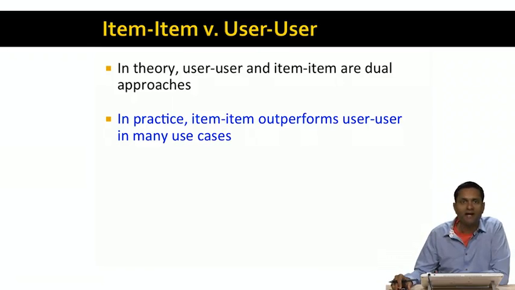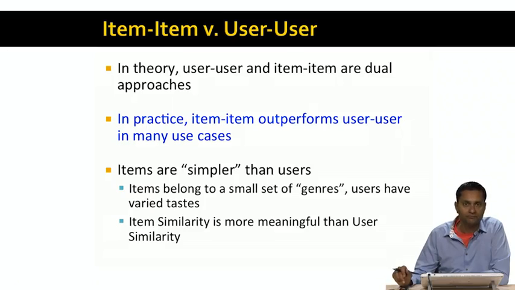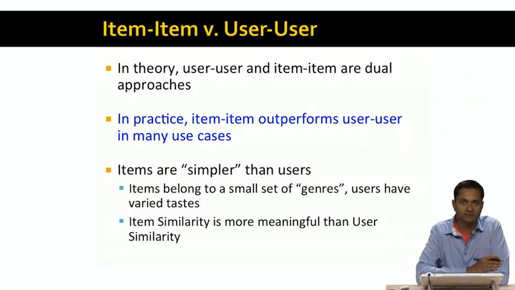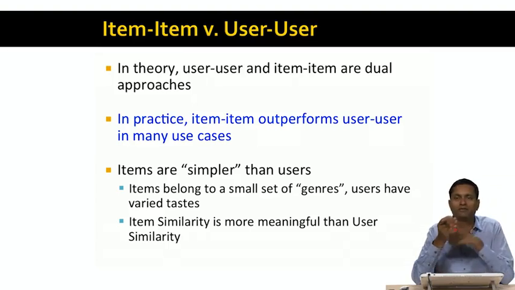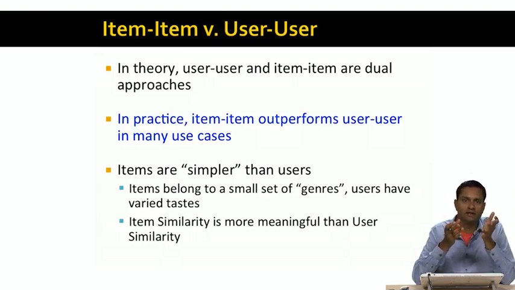Now, we might wonder why this is the case. And the answer turns out to be quite interesting. Items are inherently simpler than users. Items belong to, for example, a small set of genres. For example, you can take a piece of music and classify it as classical music or pop or rock and so on, whereas users tend to have very, very varied tastes.